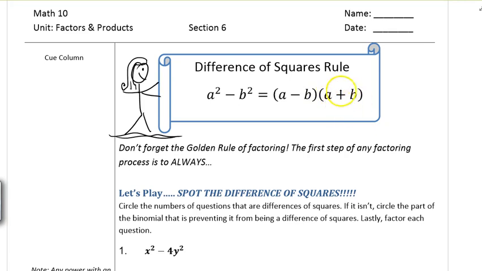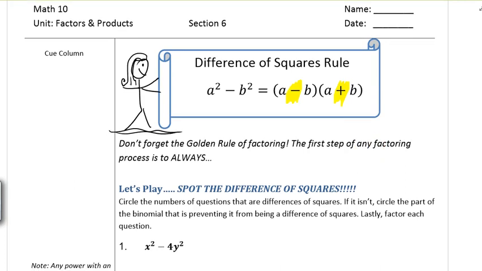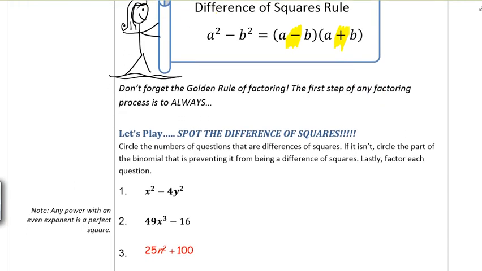Make your voice go up higher on the second one, because what that will do to your brain is it will remind you that the two have different signs, that there's a change. One's minus, one's plus. So it doesn't matter if you go a plus b, a minus b, but just make your voice go up higher every time you do it. Okay.